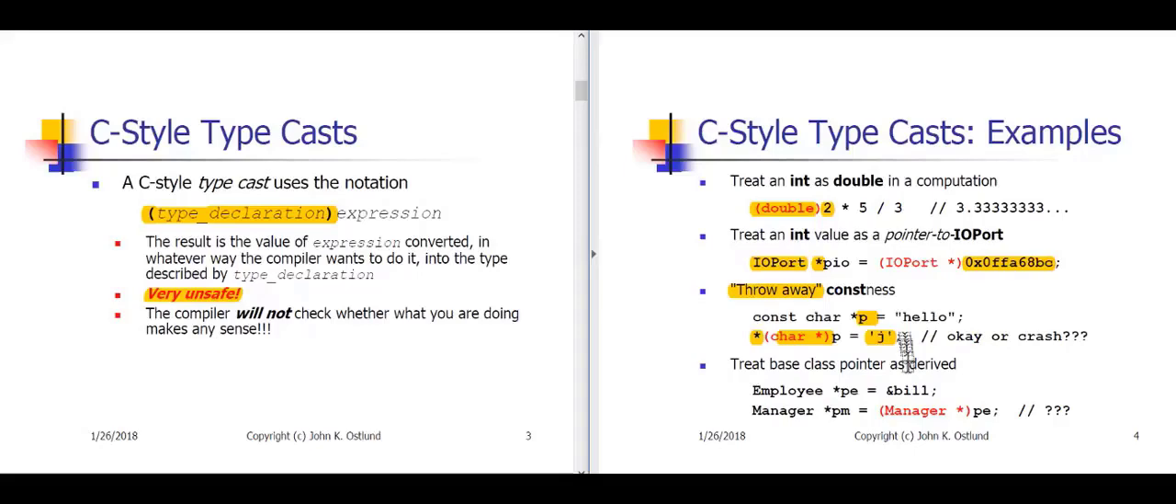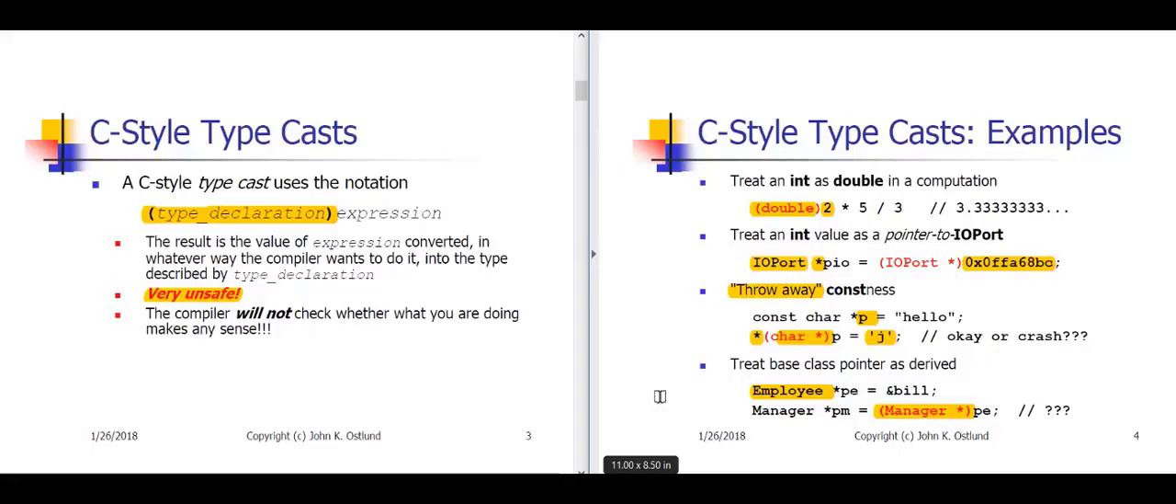Yet another thing we can do is take a base class pointer. Here I've got PE set up as a pointer to an employee, and I can force that pointer to be treated as a pointer to a derived class object. So here I'm taking my pointer to employee PE, and I'm forcing that to be treated as a pointer to a manager, which I'm storing in this variable PM. Now, maybe this will work.